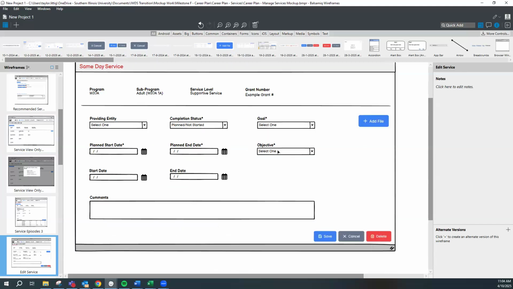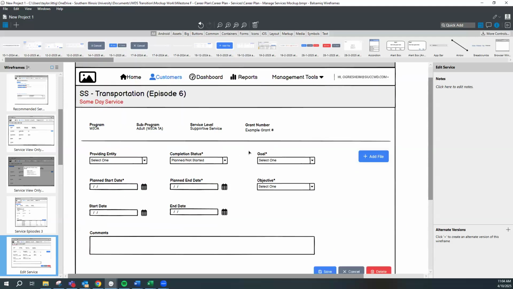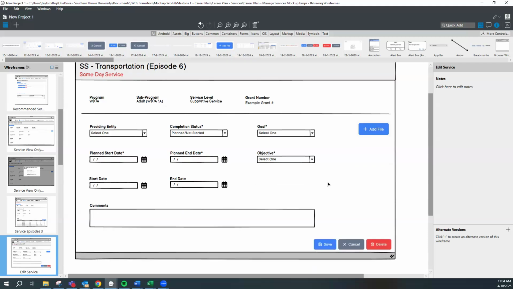You will not be able to delete the service as a career planner, and that will have to go to whichever role we decide can delete, likely like your local system administrator. So career planners can delete if no fields have been filled out, no data has been saved to the service. Once data has been saved, then you'll have to have your local system administrator make that deletion for you.